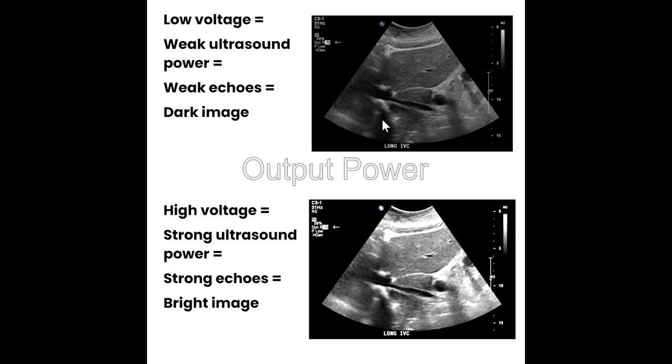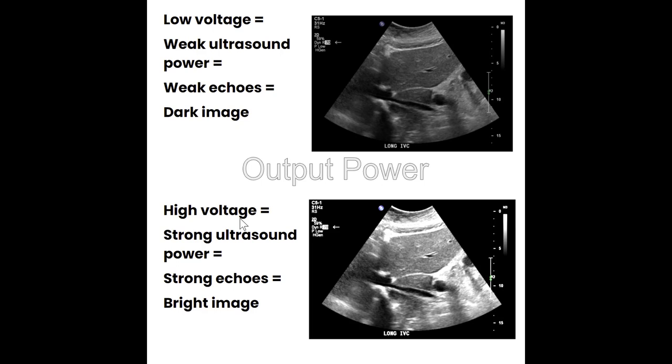So weak, lower voltages are going to produce weaker echoes, usually creating a darker image. Compare that to a high voltage coming out of the pulsar, which means we're going to have a very strong or intense or high amplitude wave. Those types of waves tend to create stronger echoes, and when those echoes come back, the machine codes them as brighter.